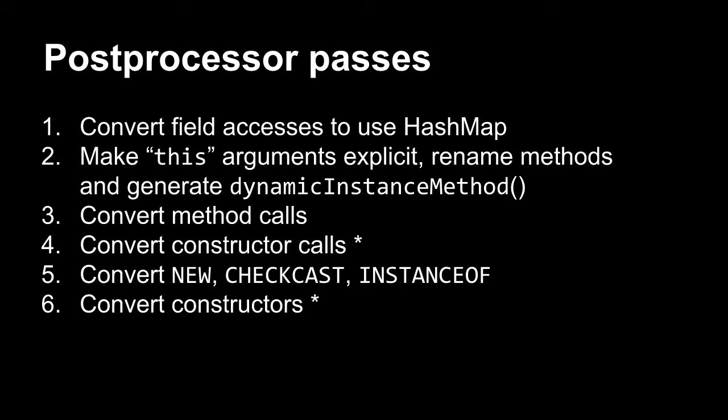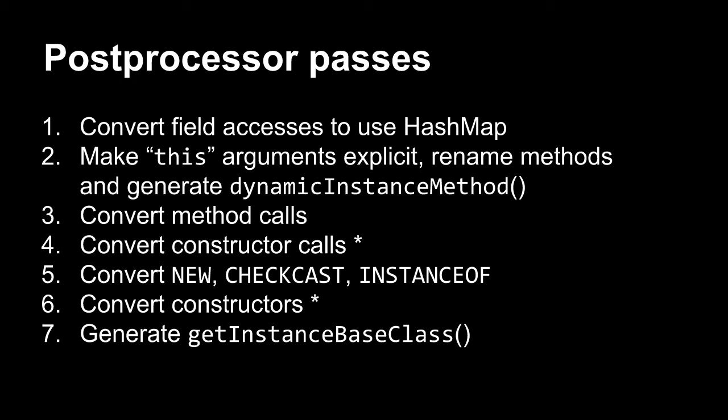Then we have to convert the constructors themselves. I mentioned this earlier, how in the phases of construction of an object, you consider this in slightly different ways depending on how initialized it is. And then we generate something called getInstance base class. That's basically if you have the ID of a class, and then you have that methods object, you need some way to say, okay, now I want to make an instance of that. So this is just how it supplies that link.